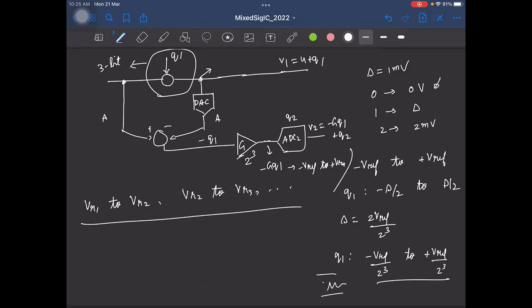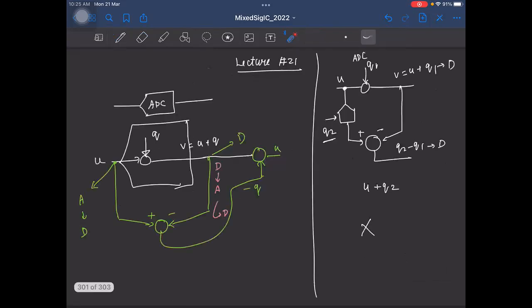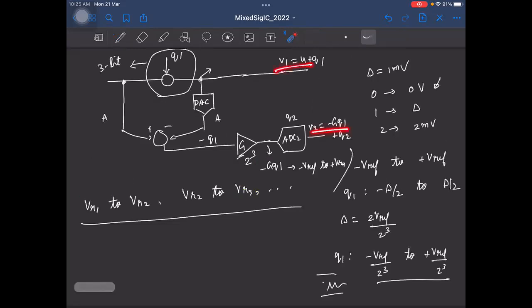Remember, our original goal was to make sure that this Q1, the quantization noise added by the first ADC, is completely cancelled. That's where we started this discussion from, right? So looking at these two ADC outputs, how do you think they must be combined so that Q1 is completely cancelled? V1 times G plus V2. The other way to write it is V1 plus V2 by G. This is fine.